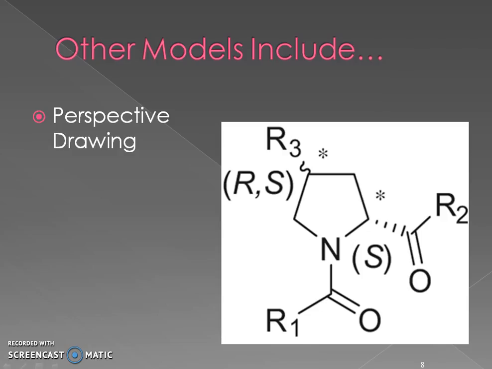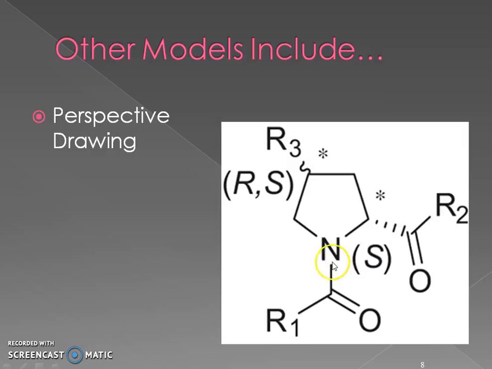So other kind of models include perspective drawing. And so these lines represent the 3D model. So these lines would represent that this group is maybe behind the molecule. This group is maybe to the side, and this group is coming out in the forward. So that's called the perspective drawing. And sometimes they have this as just like a triangle. They just represent a different way.